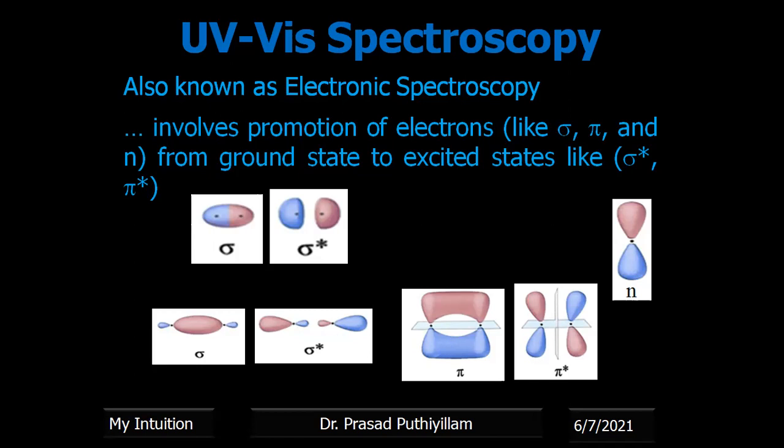Usually sigma will not absorb the visible spectra. Anyhow, that will come in the coming classes, a series of classes I'll be taking on UV visible spectroscopy. This one is just an introduction to UV visible spectroscopy, not going into detail. Okay, so these are all involved.